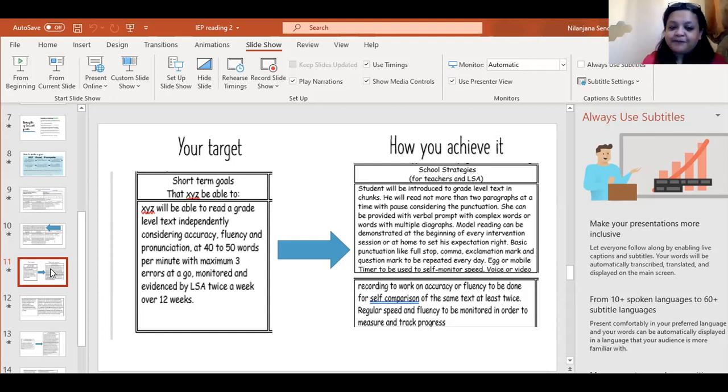Let's break it down. The specific here is we are talking about a skill that is reading. And which area of reading? We are talking about accuracy, fluency, and pronunciation. So we'll work on accuracy, which means we will not let a child skip words or omit words or miss out on words. So if a child is missing a word, we'll ensure to point that. So here the words fluency, accuracy comes.